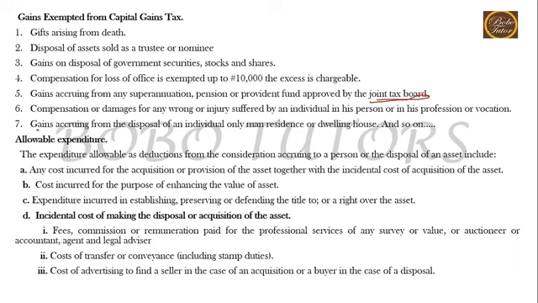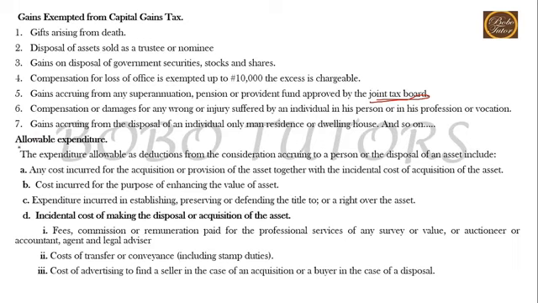Number 7, gains accruing from the disposal of an individual's only main residence or dwelling house. That is, if that house that you sold is your main residence, that is the only house that you have, and if you sell it and you make profit, government is not going to charge tax. But if you have more than one house and you sell one of them, government is going to charge tax.